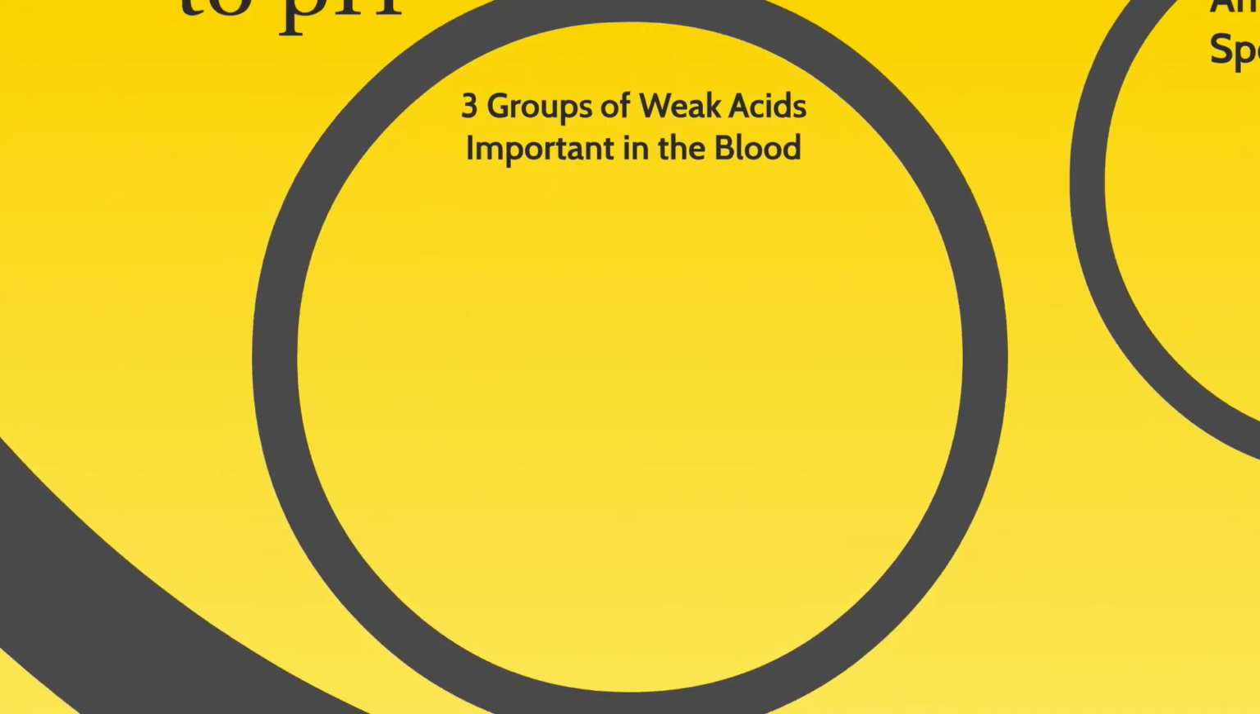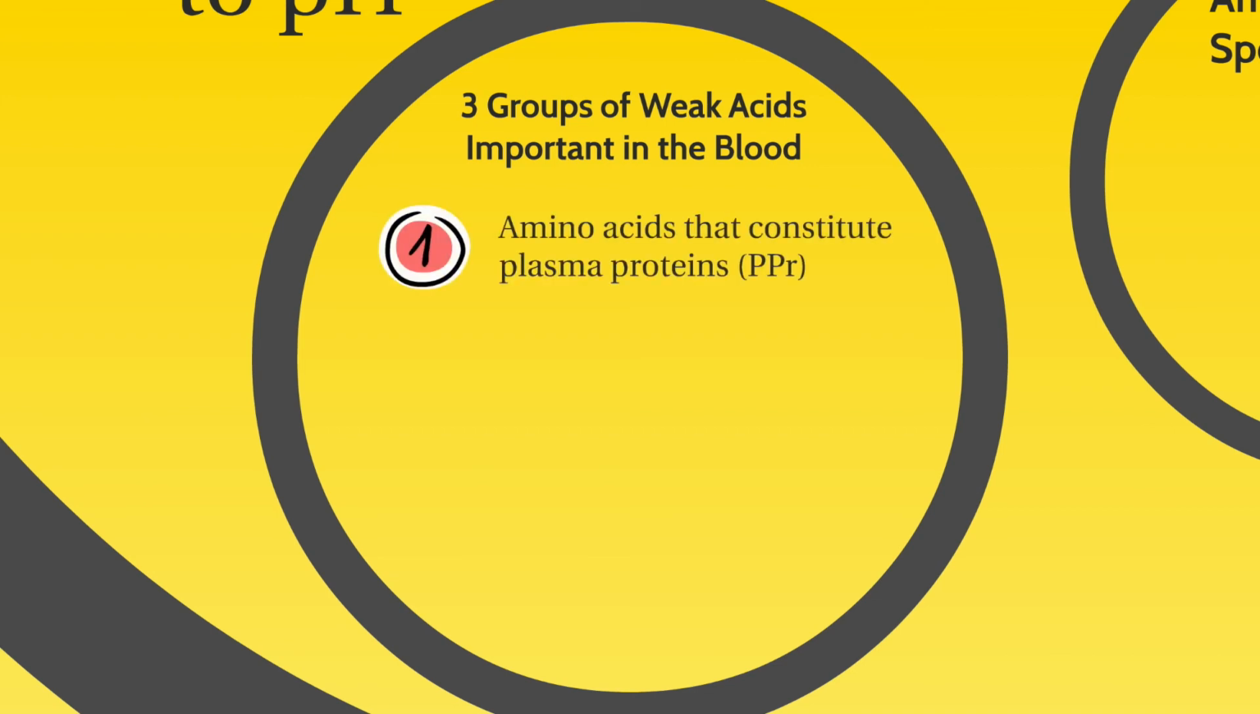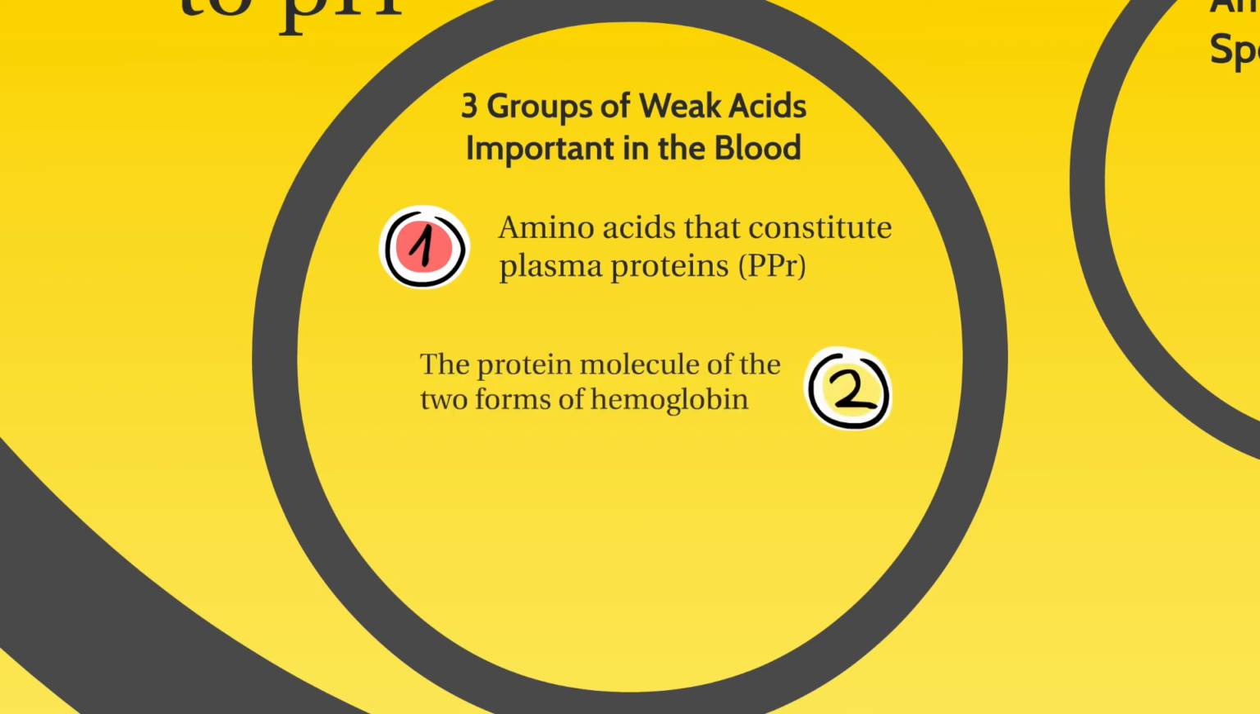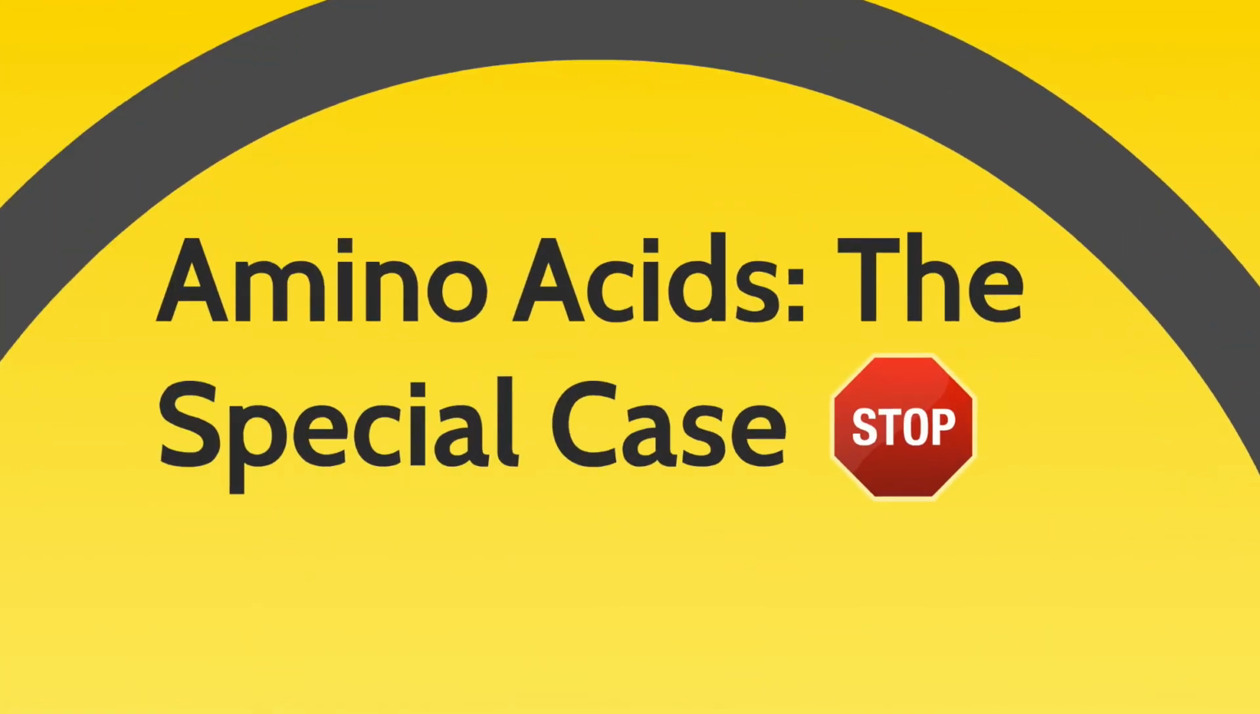Now, just for the sake of interest, I want to talk about 3 groups of weak acids that are important in blood. We have blood plasma proteins made up of amino acids, known as the building blocks of our body. We also have hemoglobin, which is another component of our blood used to carry oxygen. It is composed of protein molecules, which are also weak acids. Lastly, we have phosphates, which are essential for our metabolism. Believe it or not, that's not all.